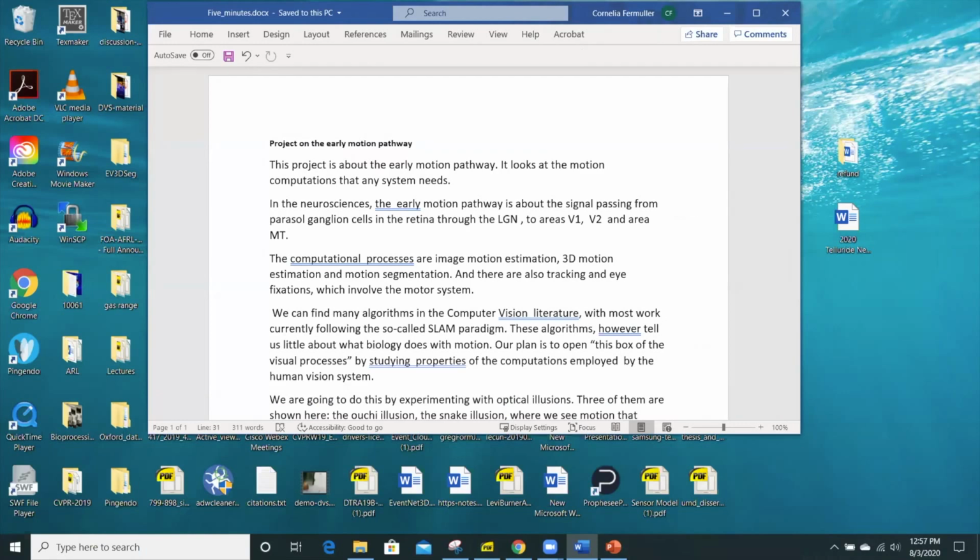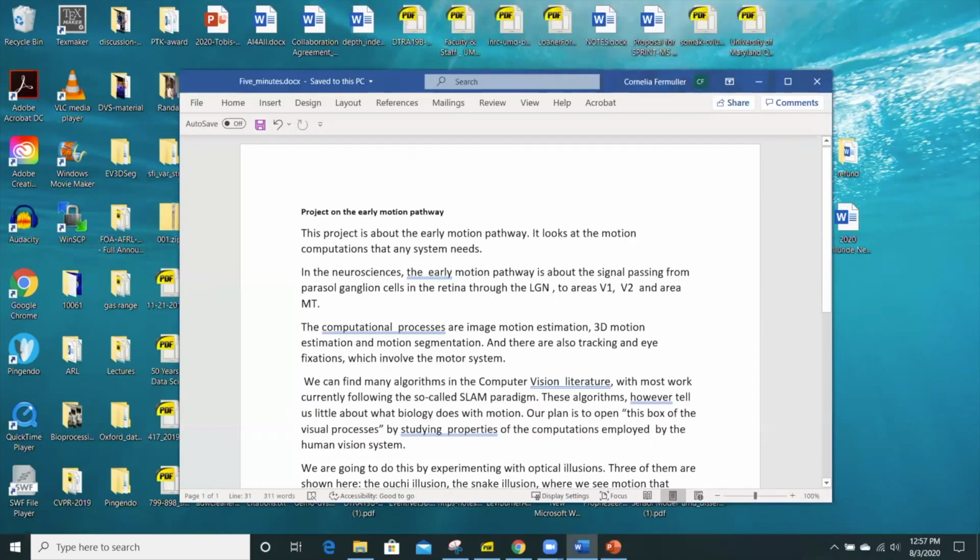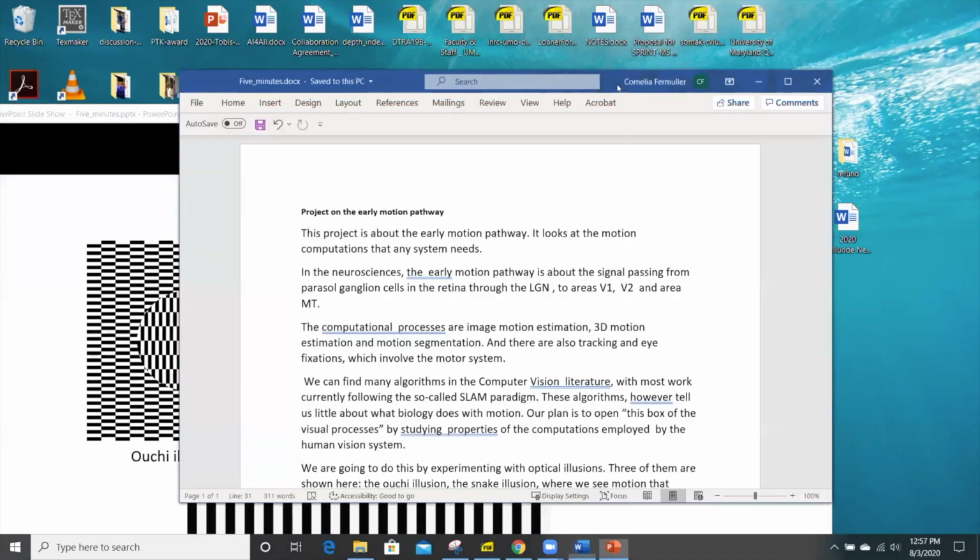For the record, we're seeing Word, not PowerPoint at the moment. We're seeing your notes, not the PowerPoint. Okay, you're sharing the wrong window, I think. There we go.